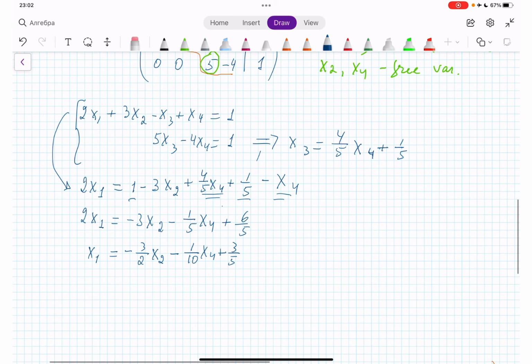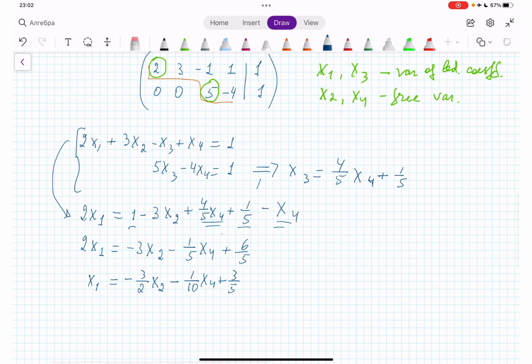All our fundamental variables: x3, this is x3, and this is x1.